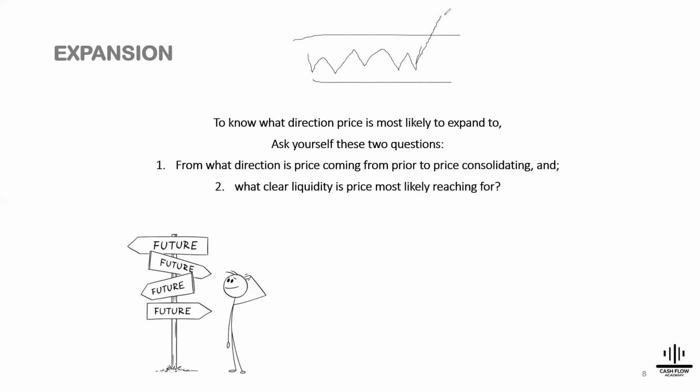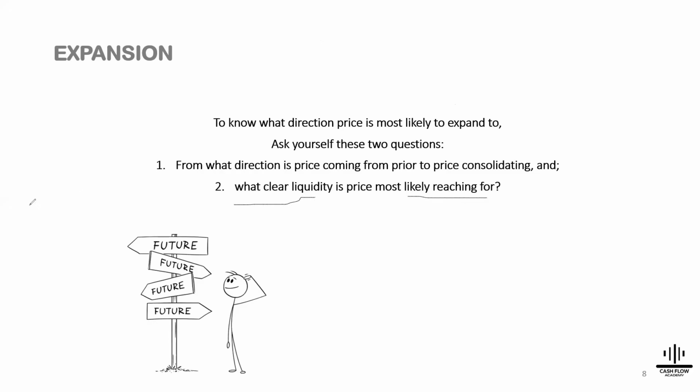And if it breaks upwards, it's saying that price wants to go higher. And if it breaks lower from the consolidation, it's saying that price wants to go lower. Now, not all the time, but this is a telltale sign pointing the likely direction price is likely to go. Now, before price also breaks out from a consolidation, there's a way we can tell. Now, you can see I listed them out here, and these are the two questions you want to ask yourself: from what direction price is coming from, and where is the clear liquidity you think price is reaching out for?